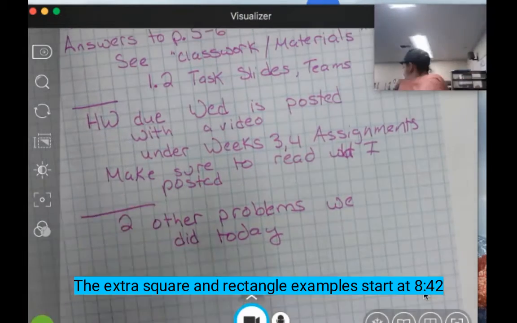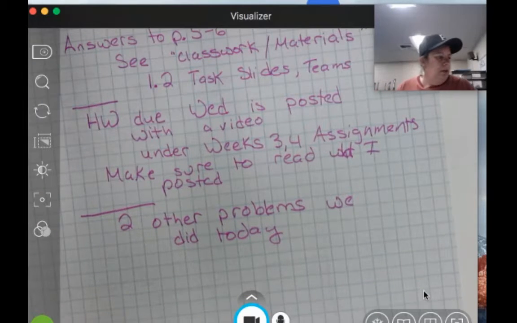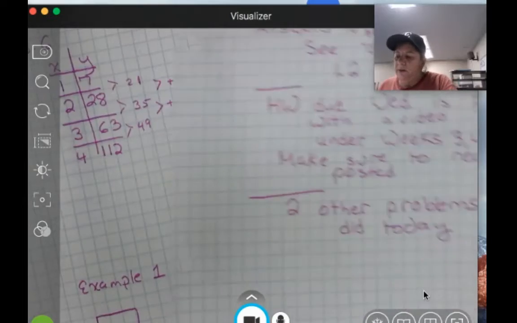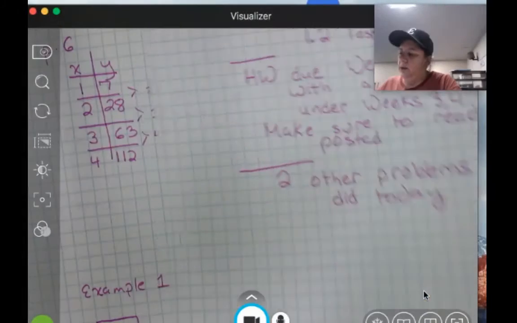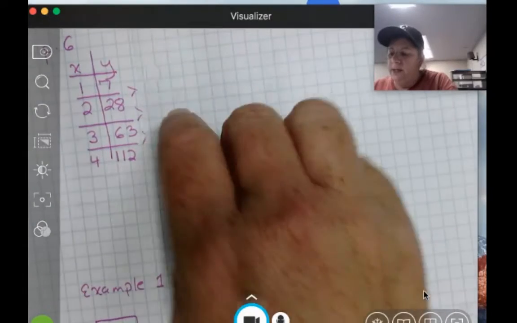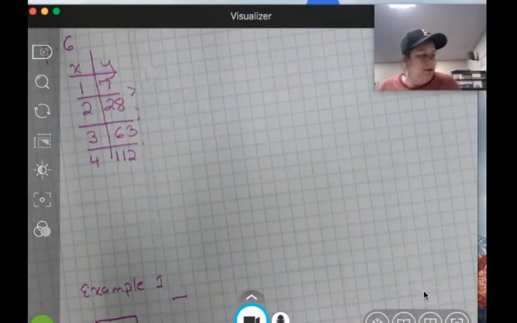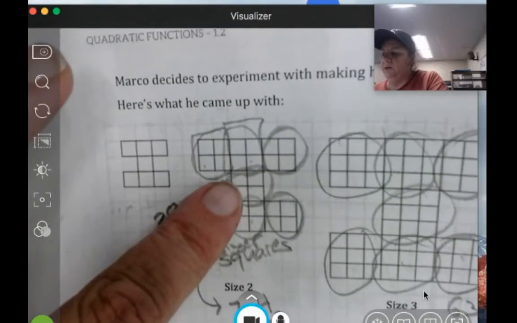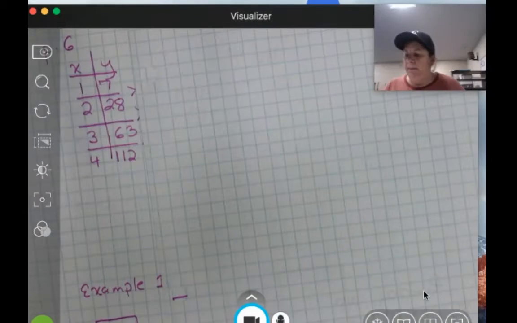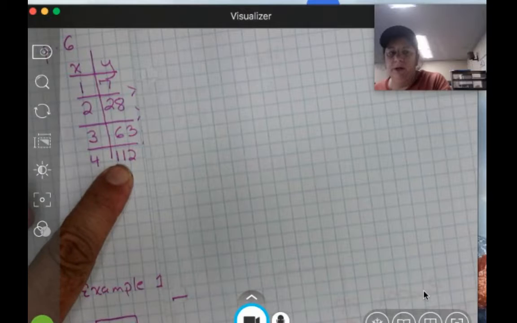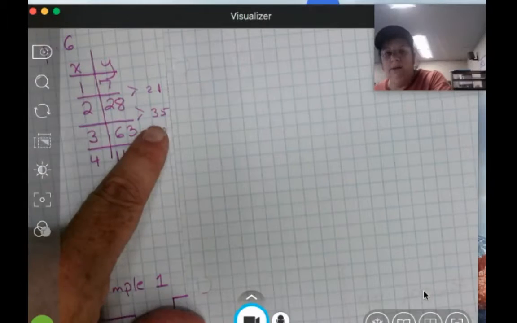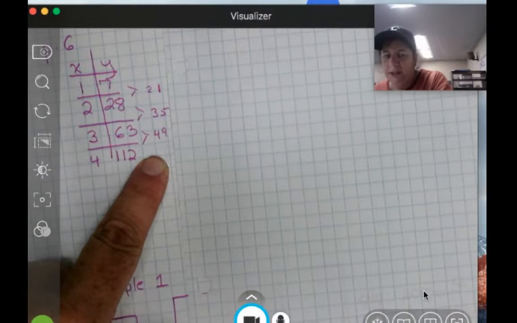Okay, so let's talk about page 6 first. If you did a table of values for that problem on page 6, then what you noticed was that in the first one there were 7, then 28, then 63, and when you drew the fourth figure, there were 112. Then when you did the first differences, you found it was plus 21, plus 35, plus 49.